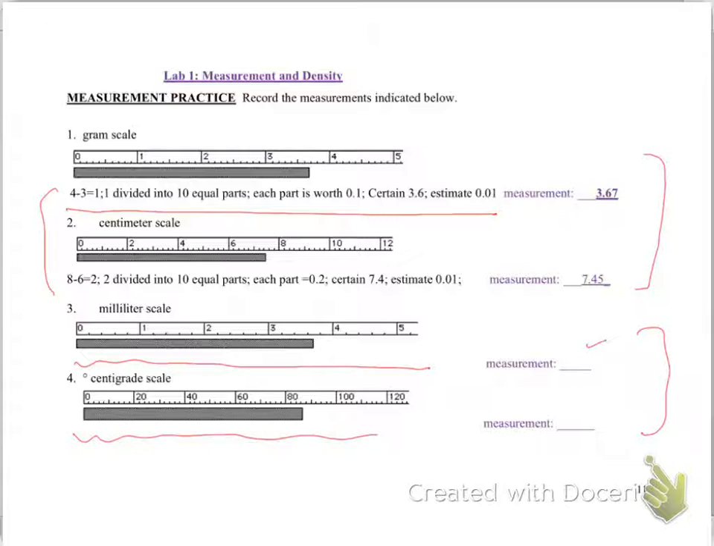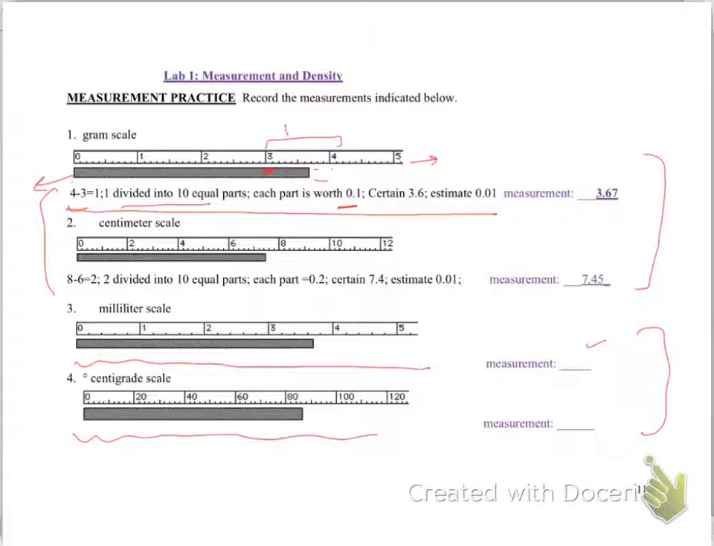So let's say this is a ruler and you have to write down what the measurement is. Let's say you're using this big block. This is my ruler and this is a block, and I'm measuring the length of this block. Pick any two numbers next to each other, for example 4 and 3. 4 minus 3 is 1. And how many points do you see drawn in between? 10. That means this 1 is divided into 10 equal parts. That means each part here is equal to 0.1.